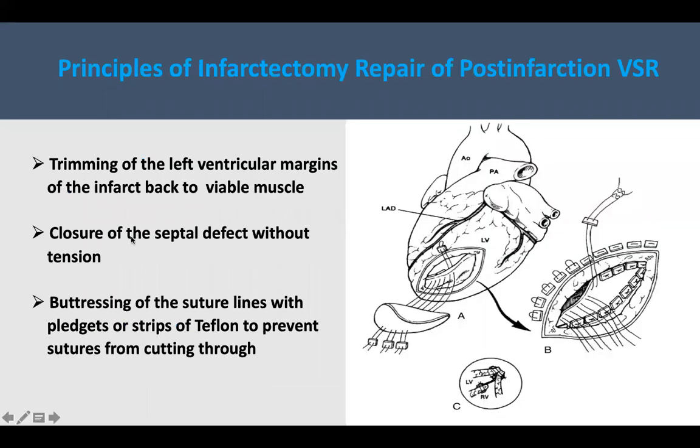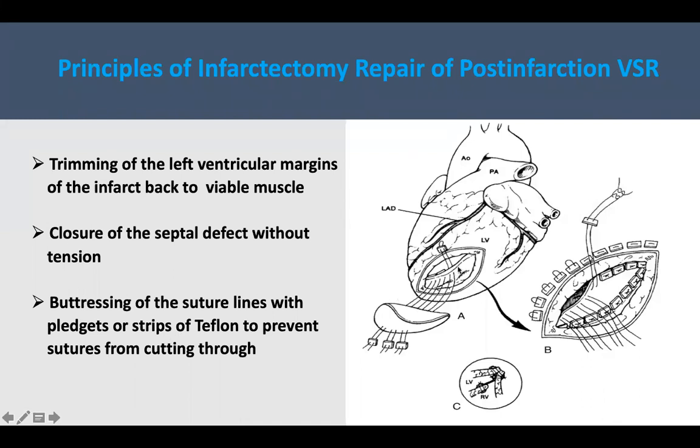The general principles of infarctectomy for post-MI VSR are to trim the left ventricular margins and the septal margins, and then close the defect without tension with a patch, which could be pericardium, a Dacron patch, bovine pericardium, or autologous pericardium, and then buttress the suture line with pledgets of Teflon strips without cutting through.